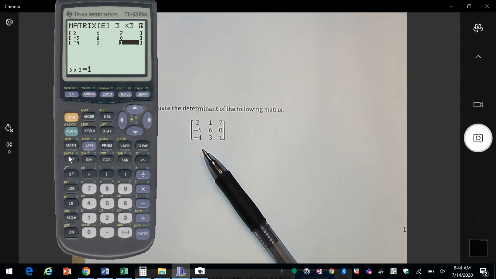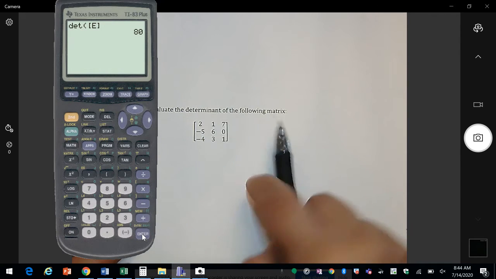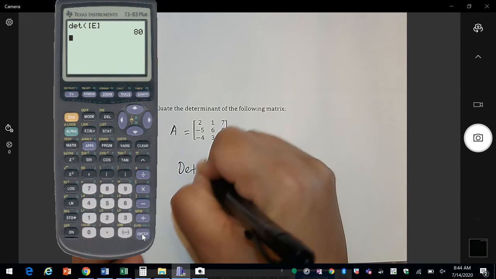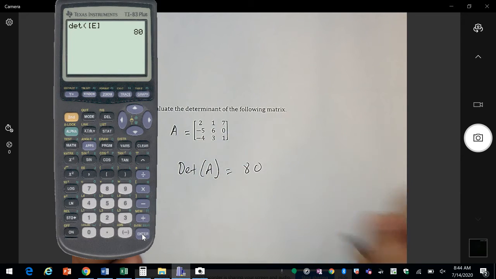Second quit. Now I'm going to go to math, select determinant, go find your matrix, 80. So let's call this matrix A. So the determinant of matrix A is equal to 80.